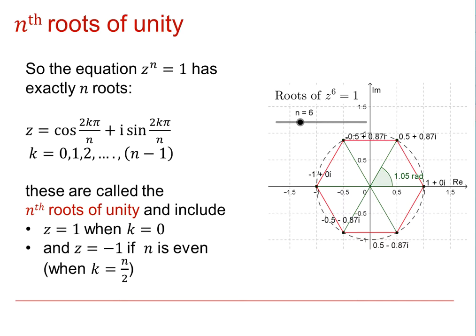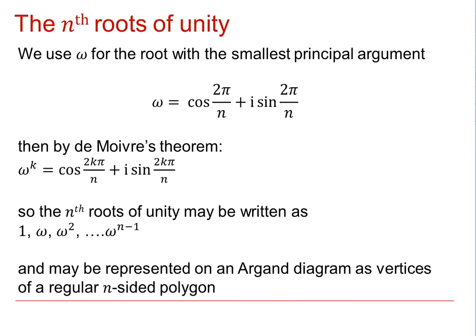Let's have a look at this example where we're looking at z to the 6 equals 1. Then we can see here is that root for k equals 0, z equals 1. And then the other roots would be k equals 1, k equals 2, k equals 3, 4, and then 5.